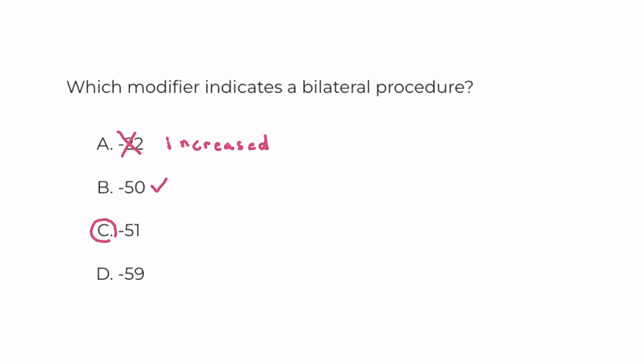We next have C, which is minus 51, which is of course incorrect. And this is because this modifier indicates multiple procedures. So again, A minus 22 represents increased procedural services, whereas C minus 51 is for multiple procedures. Then lastly, we have D minus 59, which again is also not correct, and that's because it indicates distinct procedural services. So it is B minus 50, that is the correct modifier that indicates a bilateral procedure. The correct answer is B.